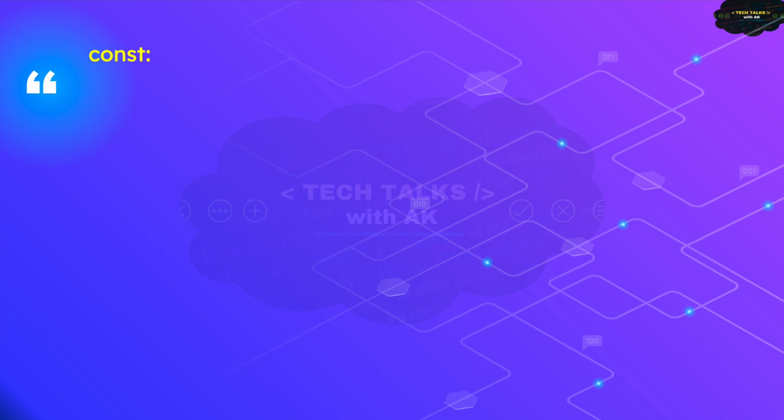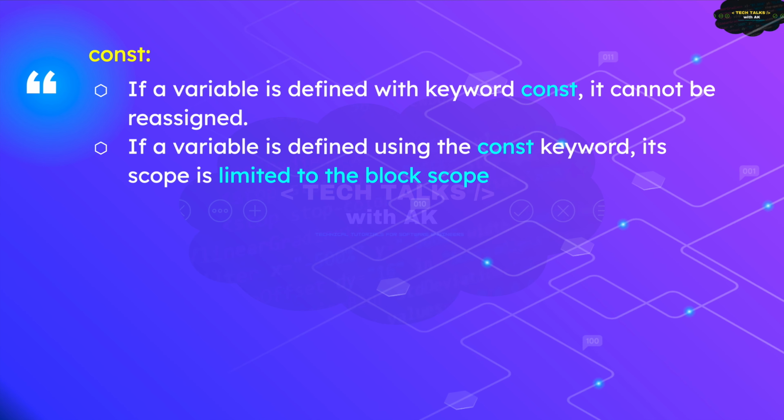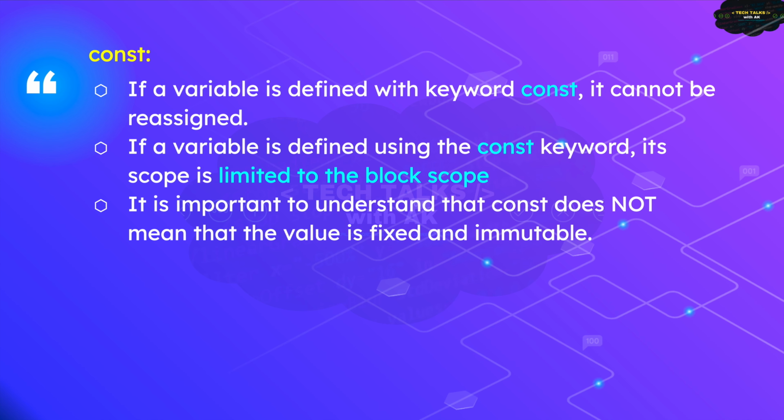Let's look at the const. If a variable is defined with the const keyword, it cannot be reassigned. If a variable is defined using the const keyword, its scope is limited to the block scope. It is important to understand that const does not mean that the value is fixed and immutable. It can be mutated. Yes, we can change the value of a variable which is defined using the const keyword.